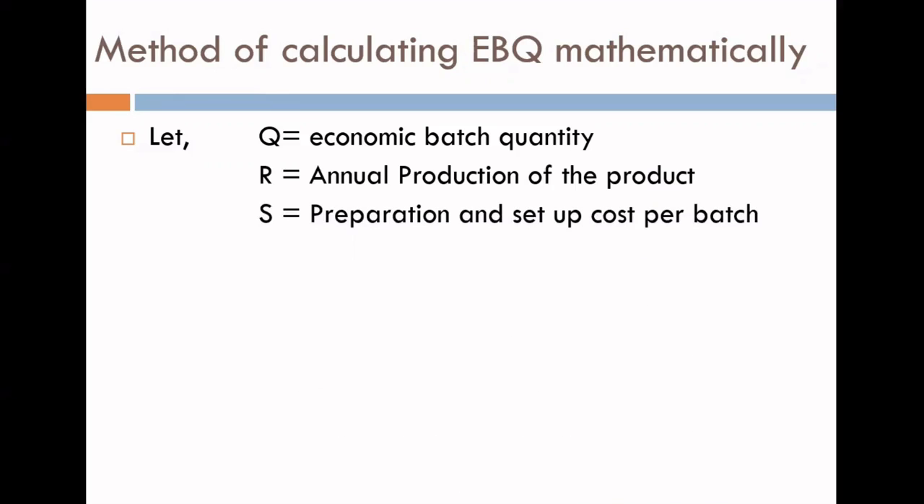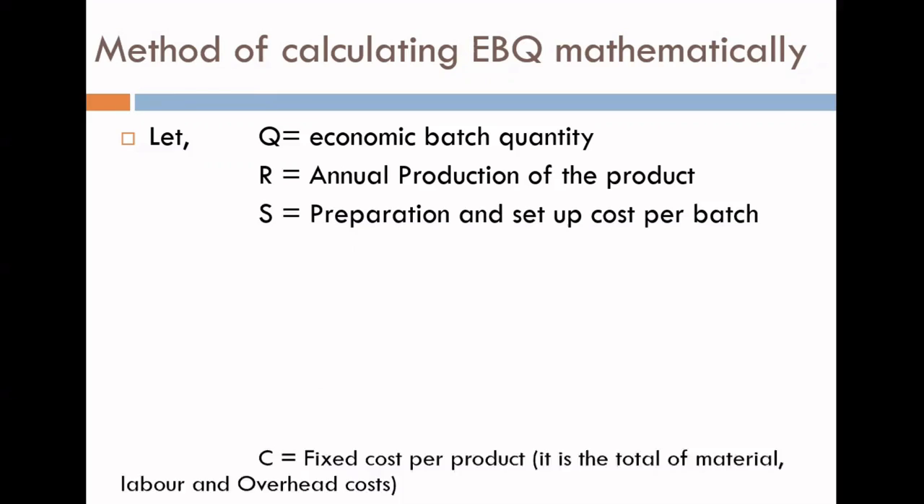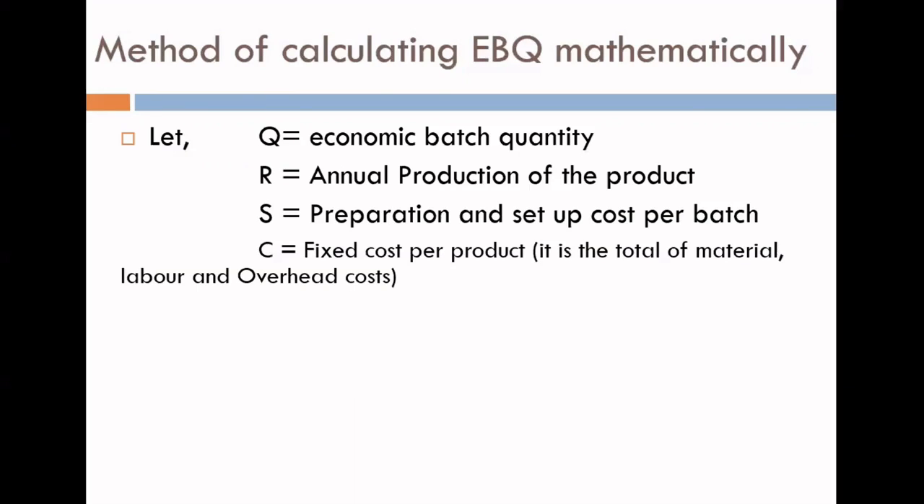S is equal to the preparation and setup cost per batch. C is equal to fixed cost per product. It is the total cost of the material, the labor and the overhead cost. I is equal to inventory carrying cost per year, and T is equal to the total cost.